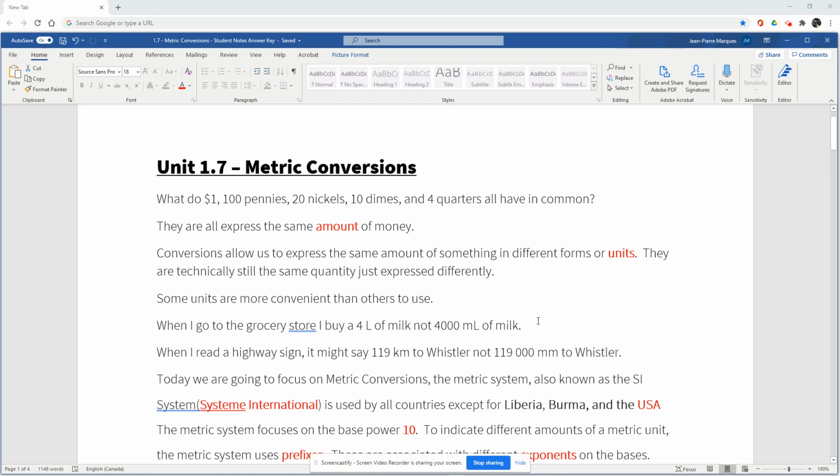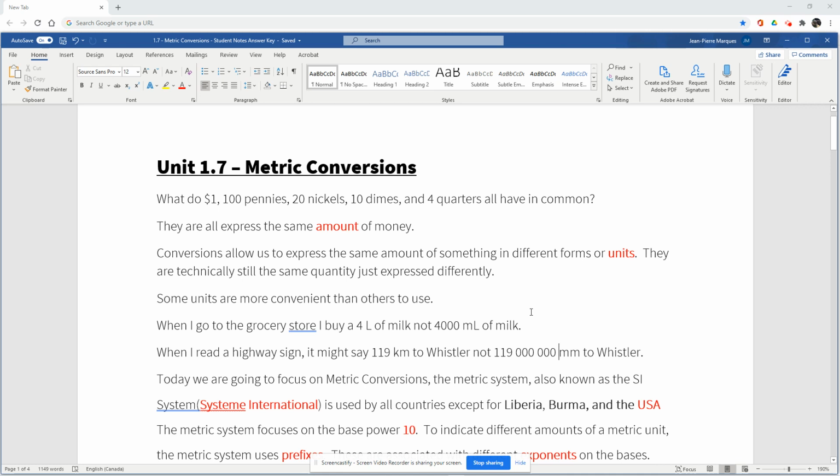Another example. When I read a highway sign and I'm driving up the Sea to Sky Highway up to Whistler, and it says 119 kilometers to Whistler, it doesn't say 119,000 millimeters to Whistler. Why? Because again, we want to express it. Oh, sorry, actually that'd be 119 million millimeters to Whistler, not 119,000. So in this case, which is more convenient? Well, again, typically a smaller number is easier to work with. The point I'm trying to make here is that even though units can express the same information, some units are more preferable over others depending on the context. Okay, and you're going to learn when that is.